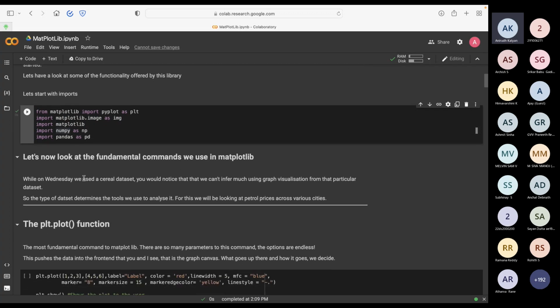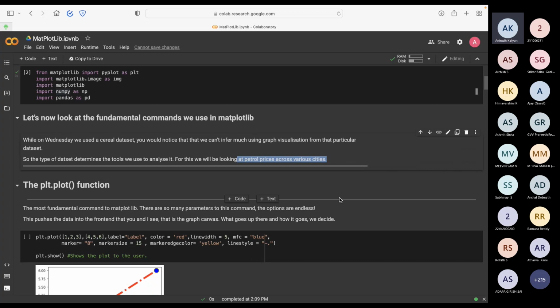As I mentioned before, when we used a cereal data set, you notice that we cannot infer much using the graph visualization from that particular data set. So what would you usually use graphs for if you think about it? You would usually use it to find trends. Like you try to find, okay, on X day, your number of COVID cases were this much and it improved here. Or you would want to look at the petrol prices before and after a major announcement that concerns the entire economy. Usually it's the stock market which deals with that, but you would usually use graphs to analyze trends. So for that, I'll be using petrol prices across various cities for today's demonstration purposes.